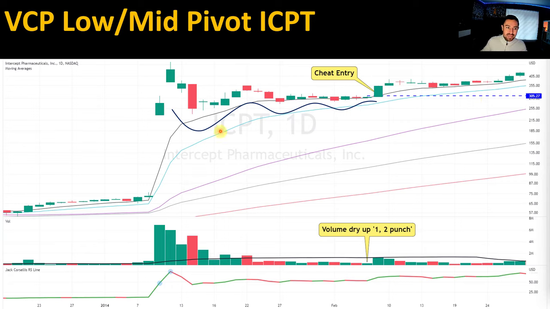This is ICPT. So this again is more of a mid pivot. So the stock has a huge move up here, going from around $50, $60 to $405. Okay, huge, huge move. Look at the volume coming through. And then it pulls back into its 10 EMA. So the black line is the 10 EMA, blue line 21, purple line is the 50, gray line is the 100, and then the red line here is the 200. So our moving averages are like this. The stock is clearly in a stage 2 uptrend.